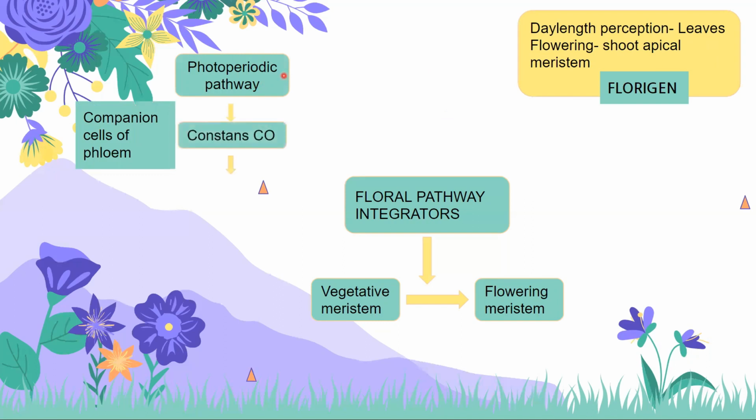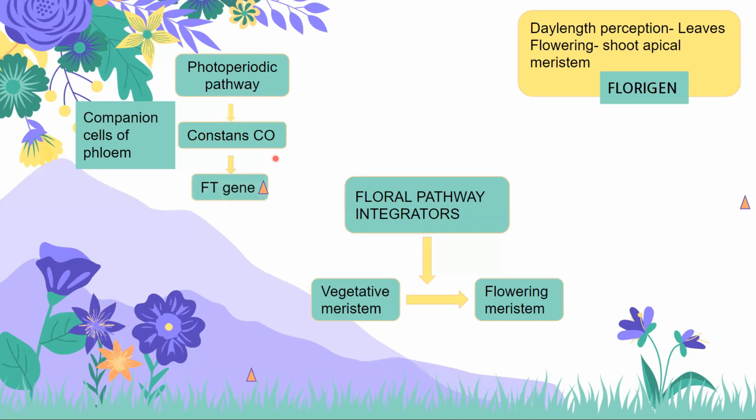The photoperiodic pathway banks on a very important gene called CONSTANS and its product, the CONSTANS protein. This protein is formed in the companion cells of the phloem. When it's time for flowering, the leaves detect the signal and the flowering meristem receives it. The CONSTANS gene becomes active and starts accumulating in the phloem, which is then transported, and this is known to activate the FT gene.